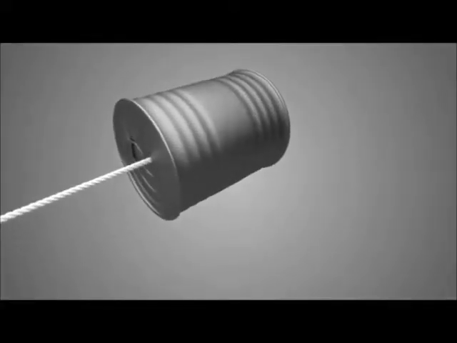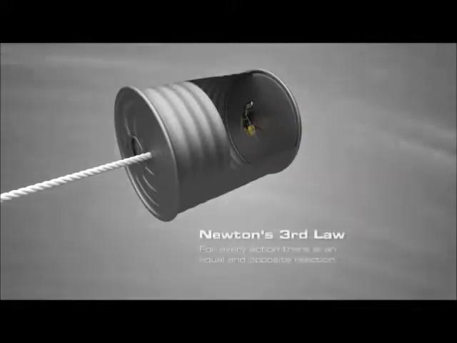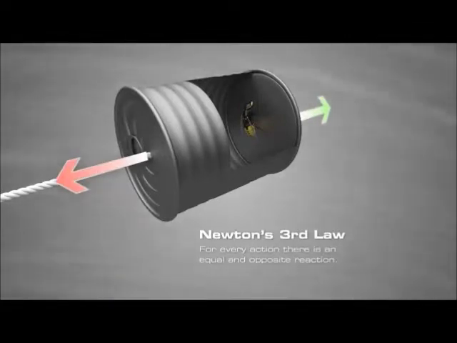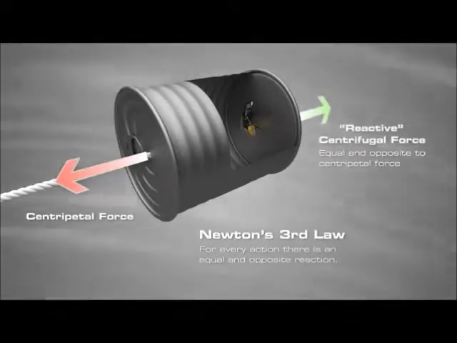For example, outside of the can and inside the can. As Newton's third law states, for every action, there is an equal and opposite reaction. From outside of the can, there should be an outward reaction force to the centripetal force. This center-fleeing force is known as the centrifugal force. The reactive centrifugal force is the reaction force to a centripetal force.